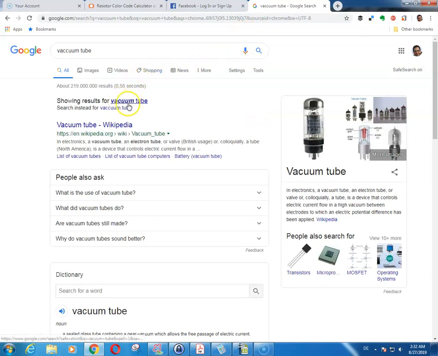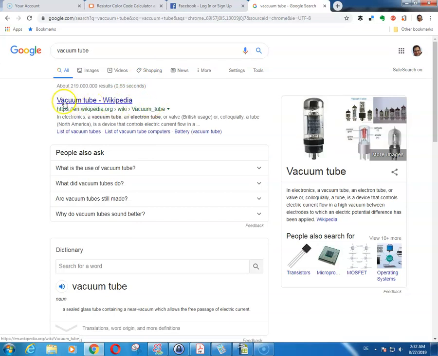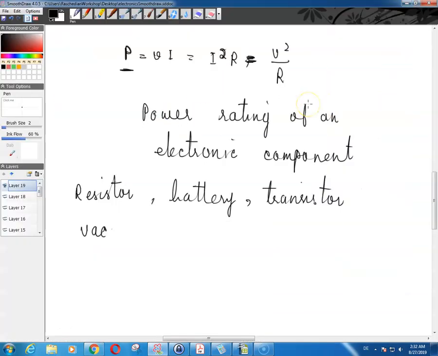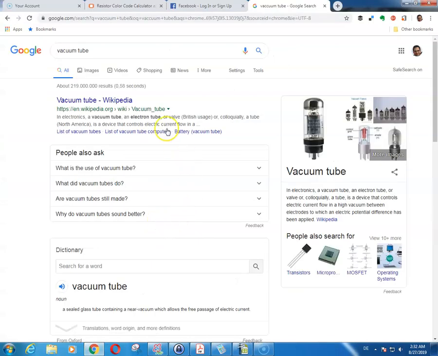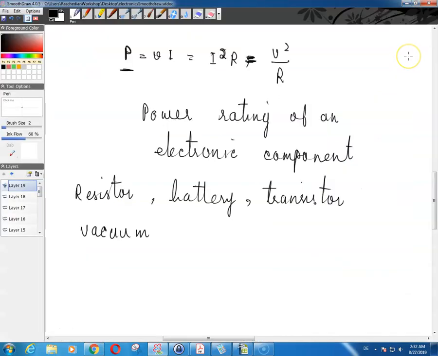Okay, so you have vacuum tubes, for example, which is this. You have vacuum tubes. You have even, I don't know, probably even a piece of wire could have some sort of power rating, and so on and so forth. So the power rating of an electronic component.